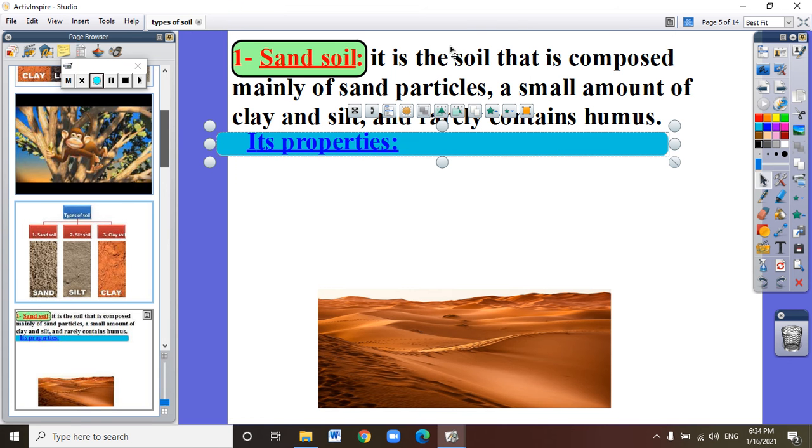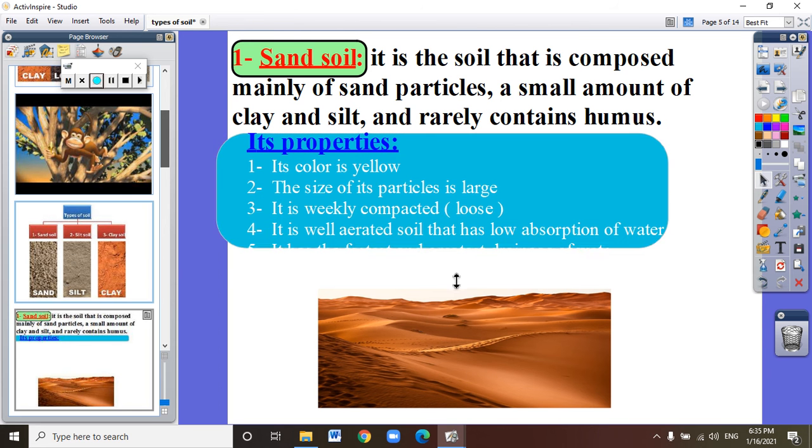The sand is a soil that is composed mainly of sand particles. So we named it sand soil because it is composed mainly of sand particles. It is also composed of a small amount of clay and silt, and rarely contains humus. And we all know what humus is from lesson number 1 in this unit.